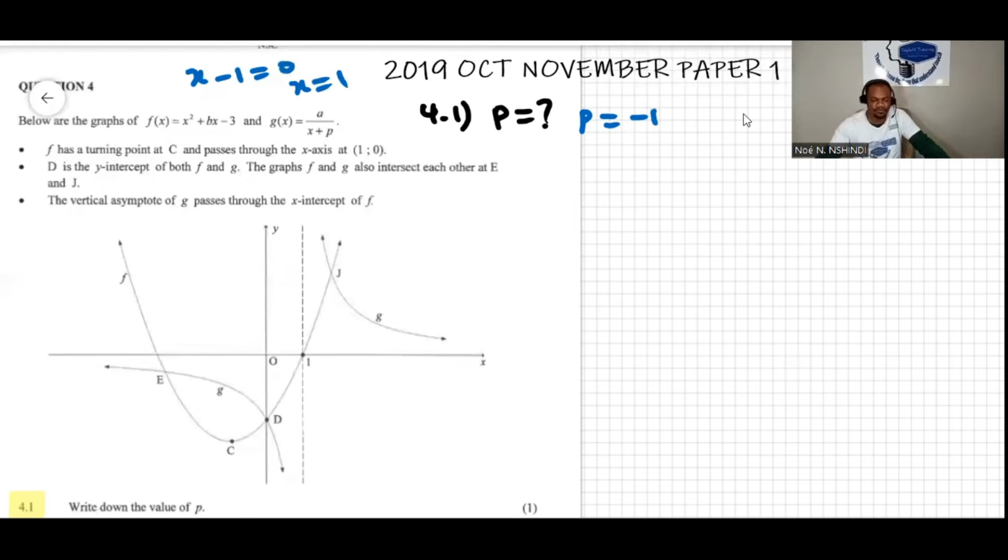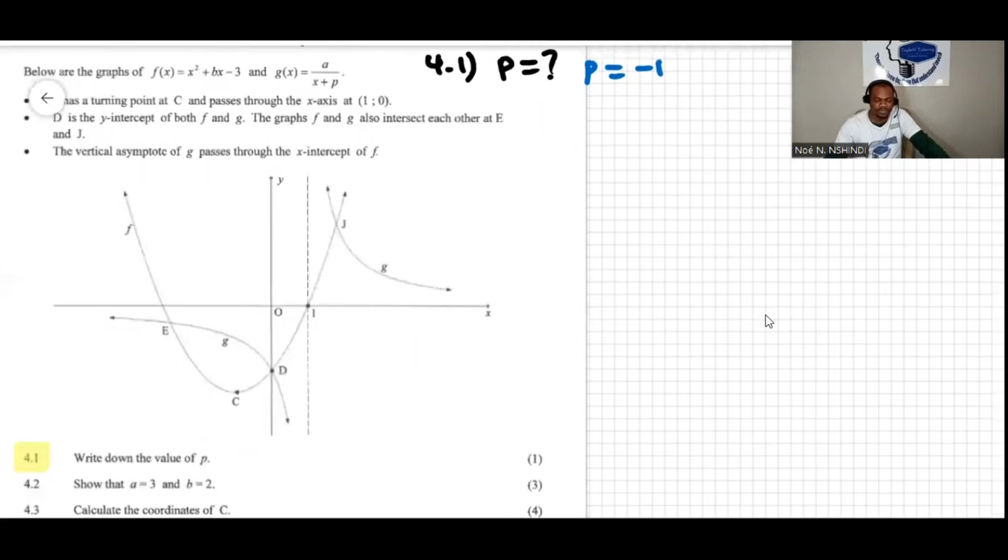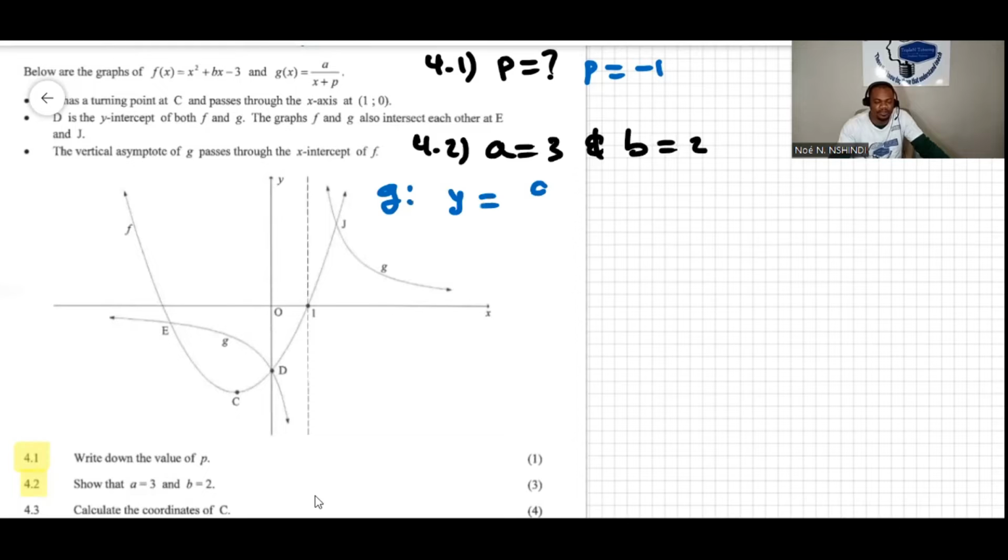Now, question 4.2. Question 4.2 says show that a equals 3 and b equals 2. Right here, we need to prove that a is 3 and b equals 2. How can we do that? A is on the hyperbola, okay? So the hyperbola g is given by y equals a over x minus 1, because we know the value of p now.